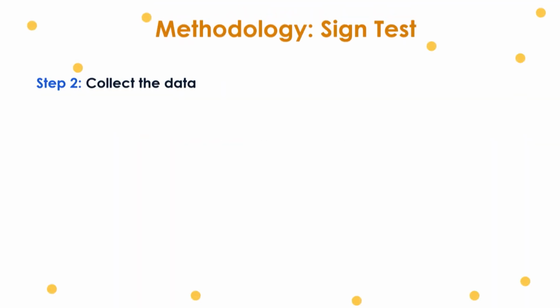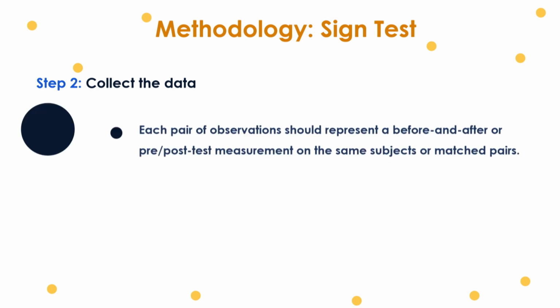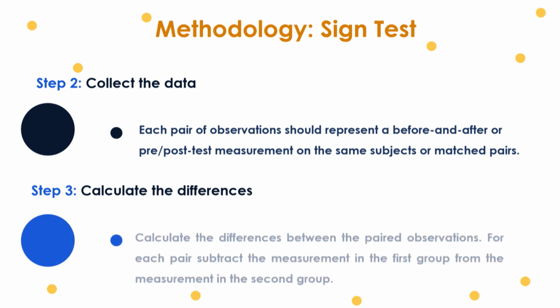What are the different steps? Step 2: collect the data. Each pair of observations should represent before and after, or pre and post. Measurements should be from the same subject or matched pairs. Step 3: calculate the difference between the paired observations. For each pair, subtract the measurement in the first group from the measurement in the second group. So we have two groups, before and after, and we calculate the difference.